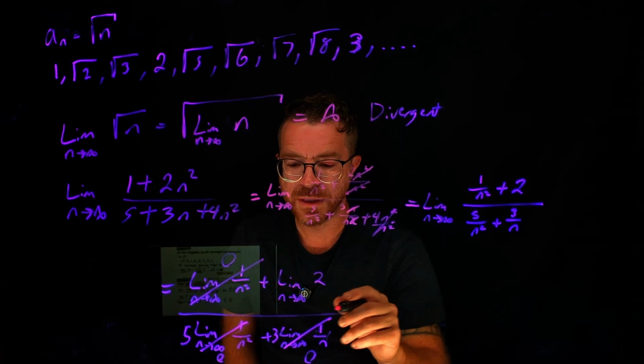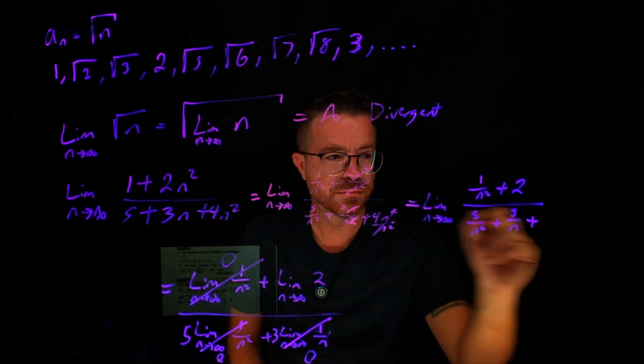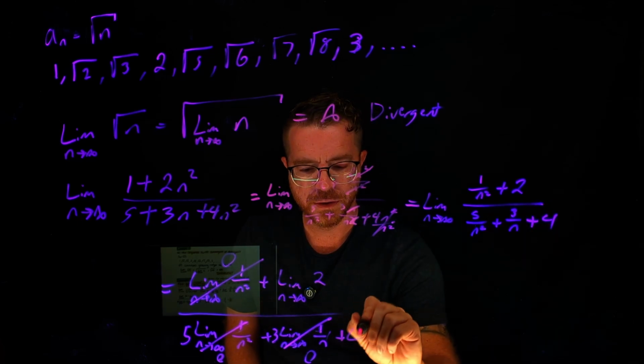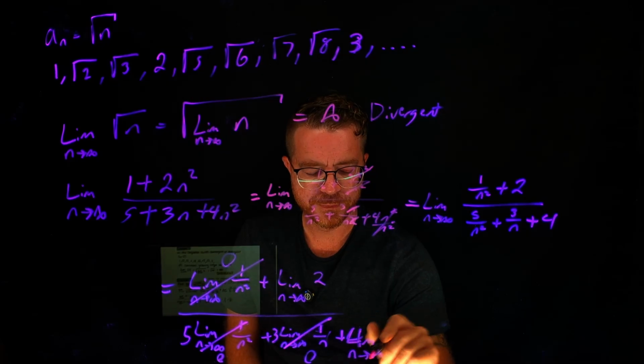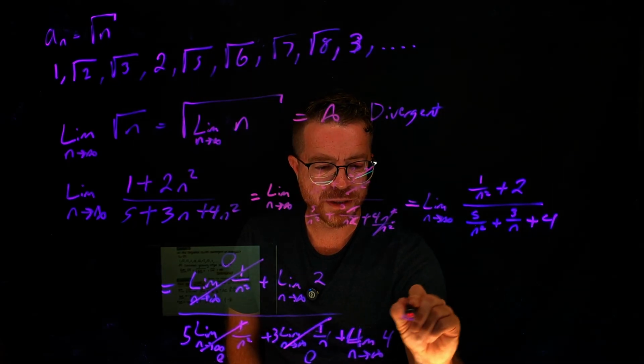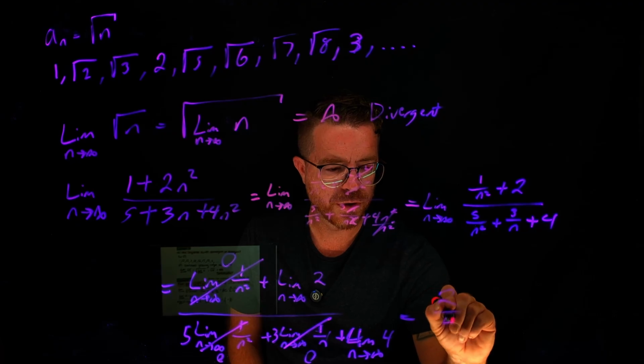So then we're left with, oh, I forgot my 4. Sorry. So when we take the limit of this 4 also, we're left with 2 over 4.